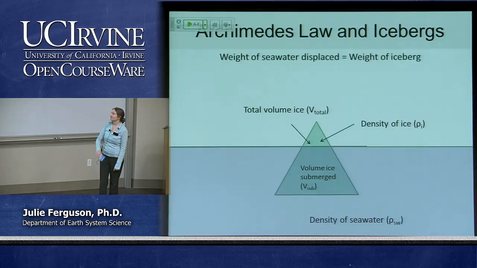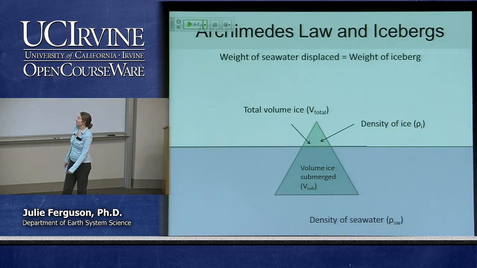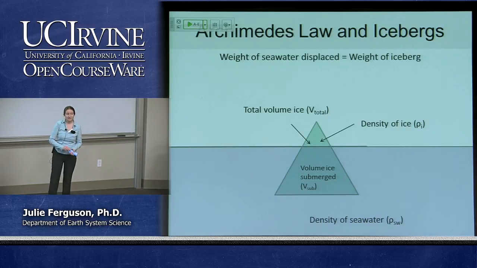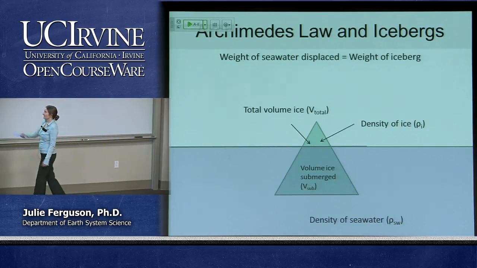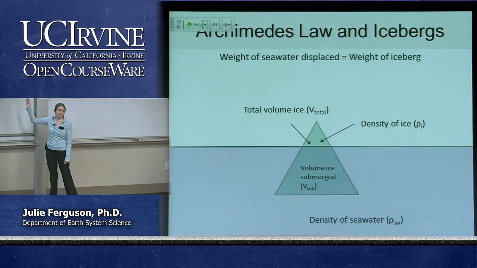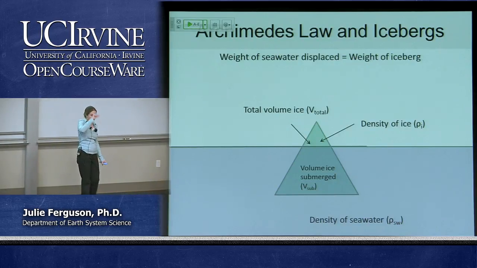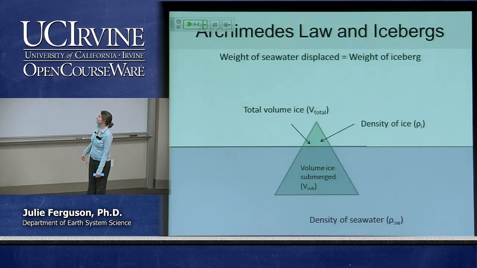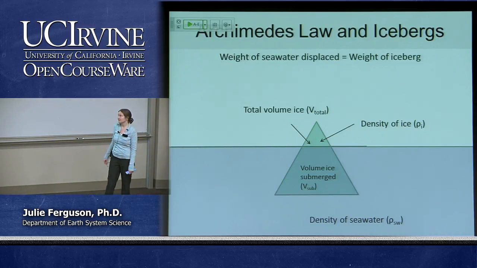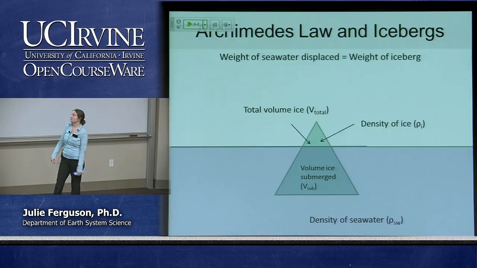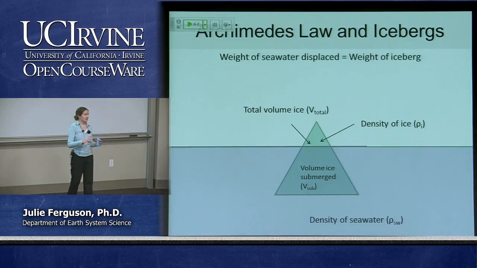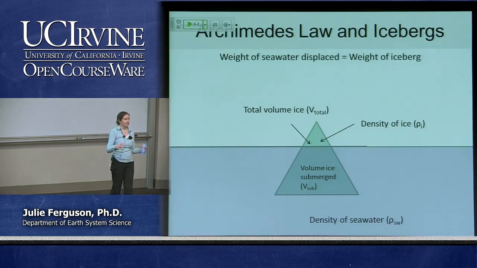Here I have some horrible looking terminology, which is basically just what we said. I've given a symbol to the density of seawater, it's our little funny P with SW. I've given a density to the ice, which is P with a little I after it. I've said that the total volume of the ice is V total, and the volume of the submerged ice is V submerged.